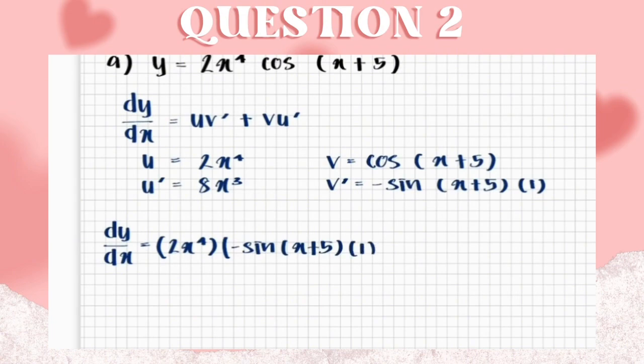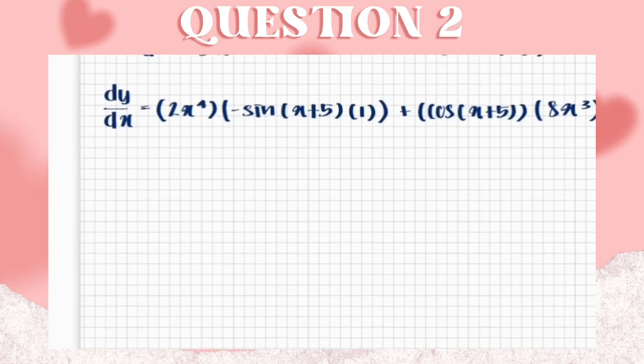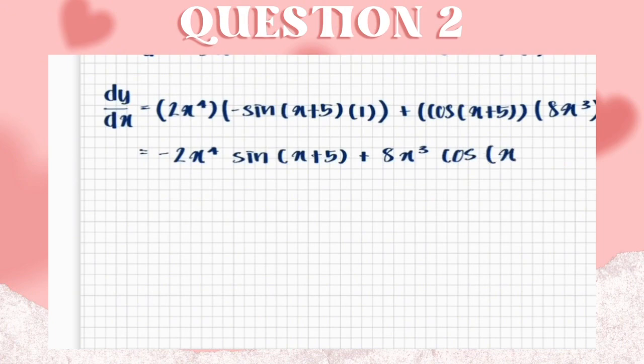Then dy over dx equals 2x to the power of 4 times negative sine x plus 1 times 1, plus cos x plus 5 times 8x to the power of 3. Then simplify to negative 2x to the power of 4 sine x plus 5, plus 8x to the power of 3 cos x plus 5.